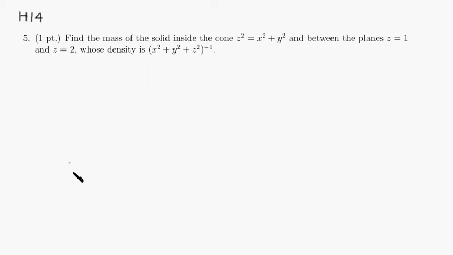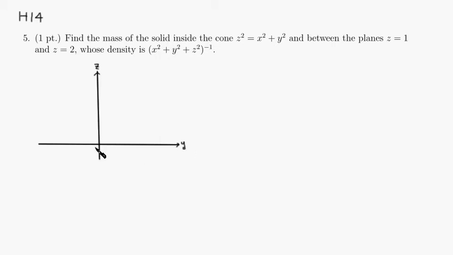Let's see. Here's the y-axis, and here's the z-axis. I'm going to label those. So z-axis here, and y-axis, and we're going to look at the cross section.